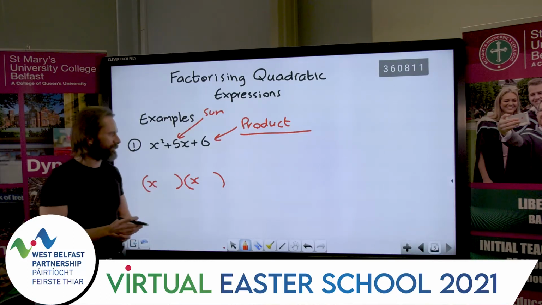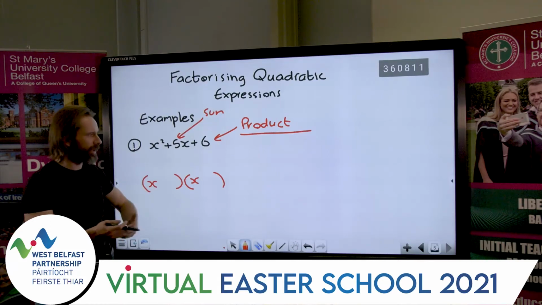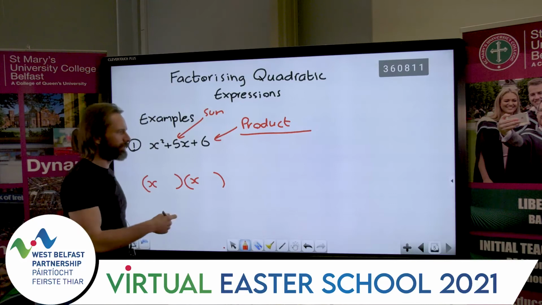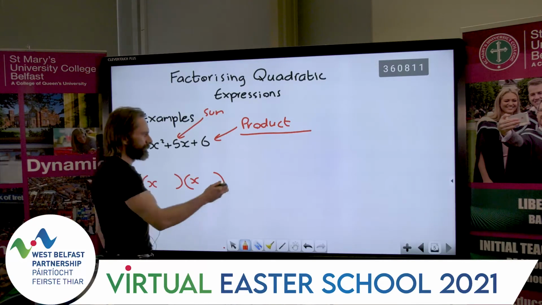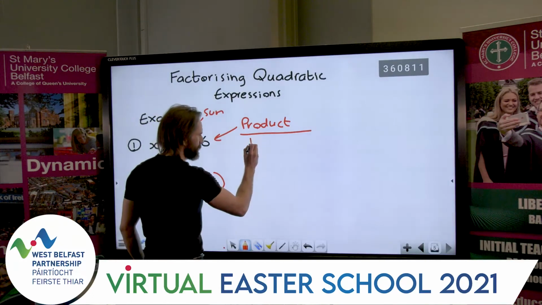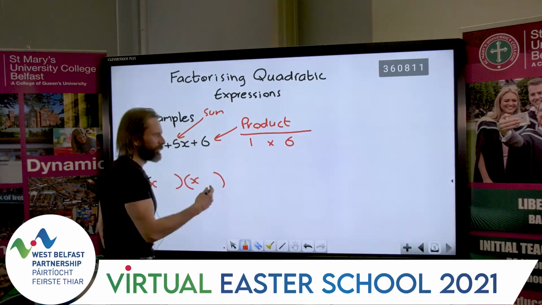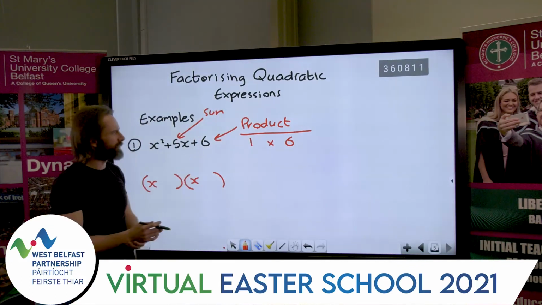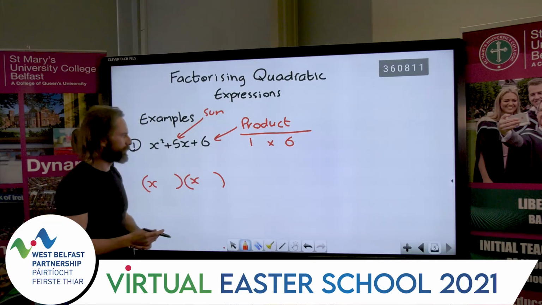The handy thing with this first example is that everything in it is positive, so we don't have to worry about positives and negatives and things of that nature just yet. So I'll work through my different pairs that give me a product of 6. The first and most basic being 1 times 6, okay? But if I look at 1 times 6, I think, right, well, does 1 and 6 add to give me 5? They certainly don't. They would add to give me 7, so they're out.